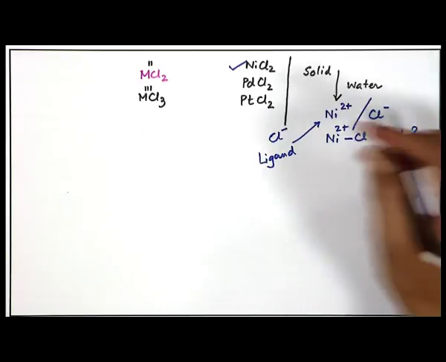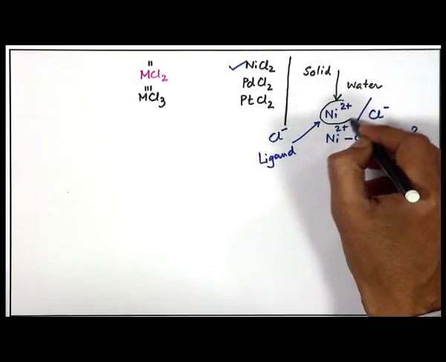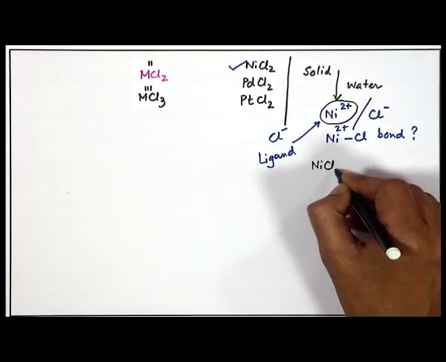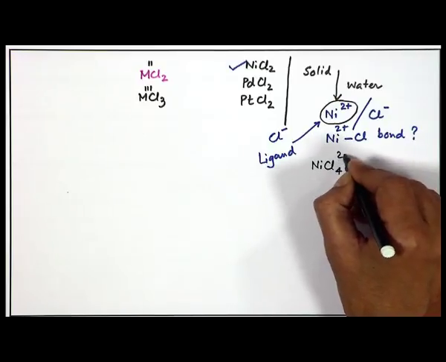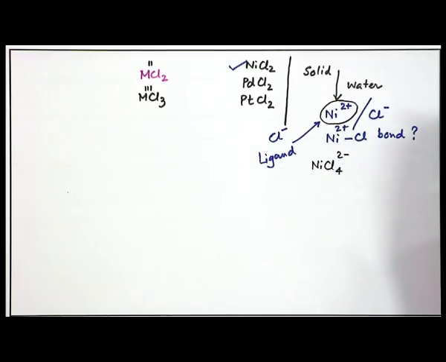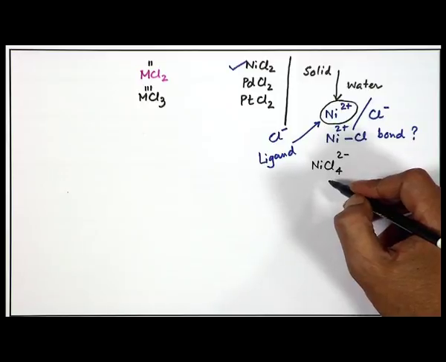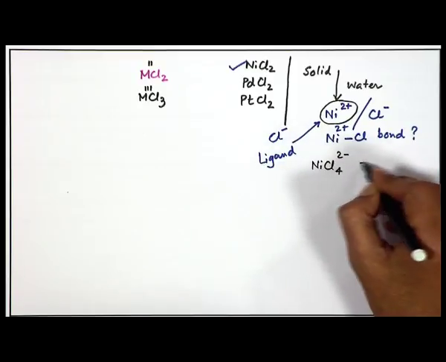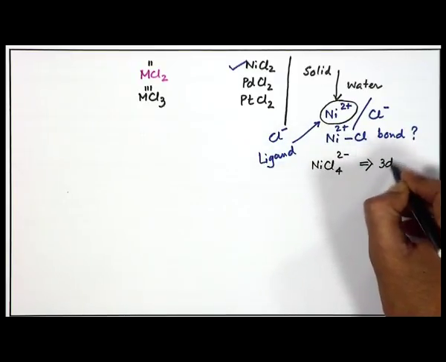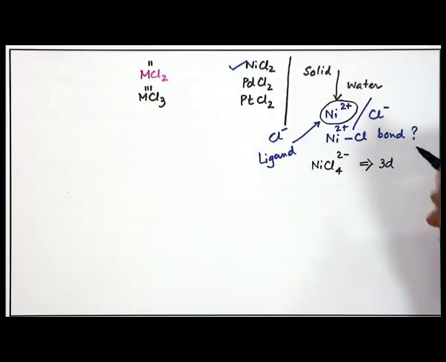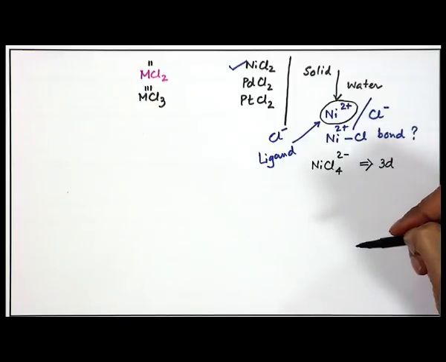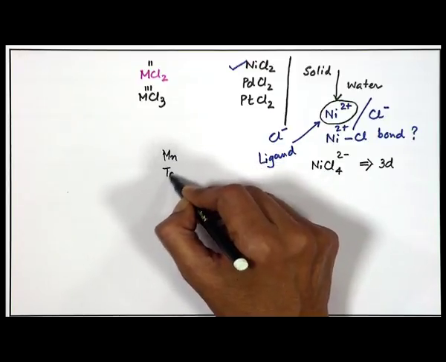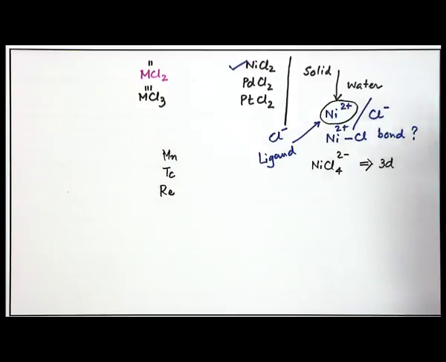which can bind to the metal centers, if this metal ion center is allowed to bind more chloride, a species can be formed which is NiCl4 2 minus, the tetrachloronickelate 2 ion. That tetrachloronickelate ion belongs to the 3D series. If we go to other groups, we know the series of manganese, technetium and rhenium.